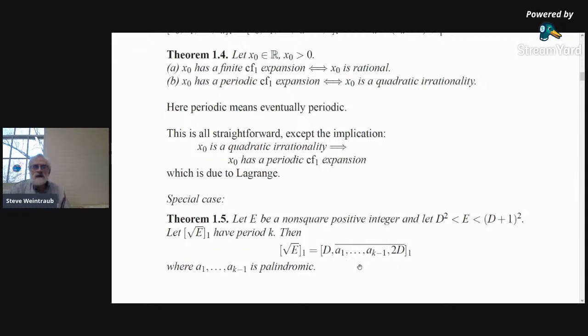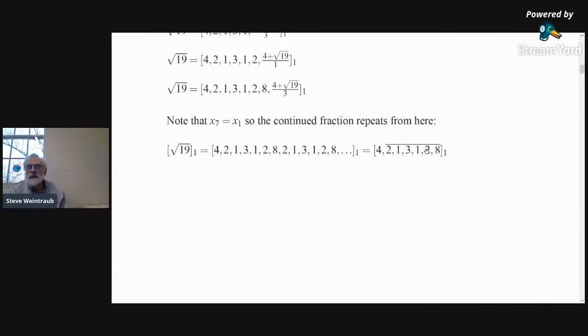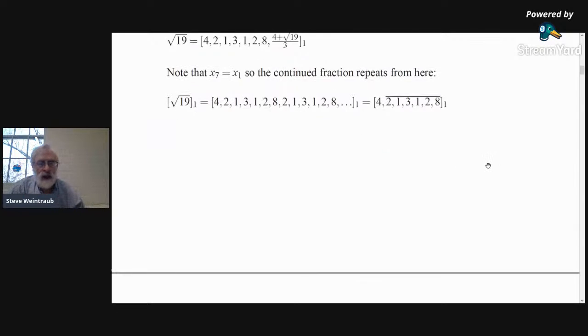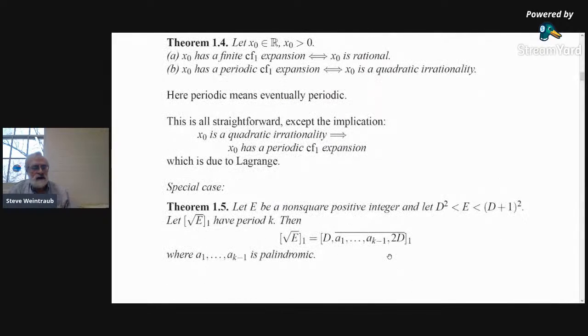So what is a palindromic sequence? It's a sequence that reads the same left to right as it does right to left. If we look at our example of the square root of 19, here we have it. We have a period of 6. Here's d, here's 2d. And if you look at the first 5 entries, everything in the period except for the last one, it's 2, 1, 3, 1, 2 from left to right, and it's also 2, 1, 3, 1, 2 from right to left. So the classical expansion of the square root of e has this very particular form.